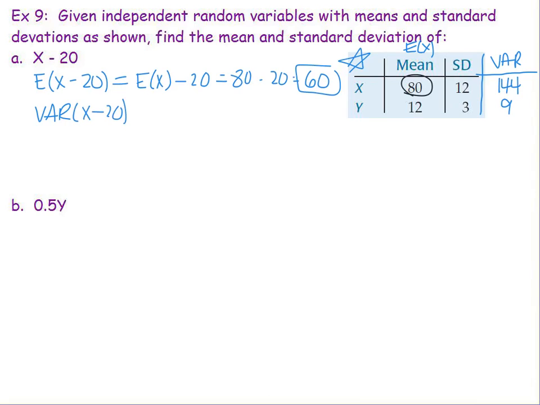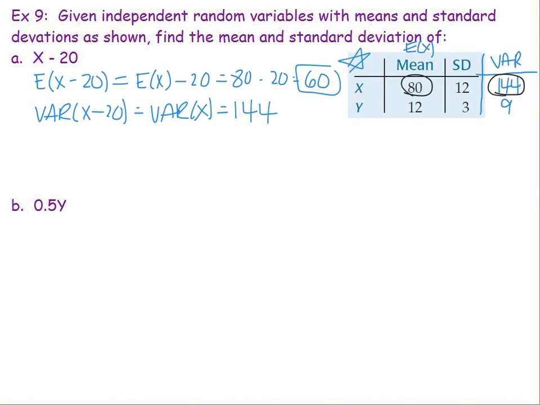Variance of x minus 20. Okay, so the variance with subtraction is equation 2. If you look back at your previous slide, equation 2, when we add or subtract a constant, the variance doesn't change. So it stays exactly the same. So the variance, make sure you're looking at the right column, we're over here on variance, is 144.